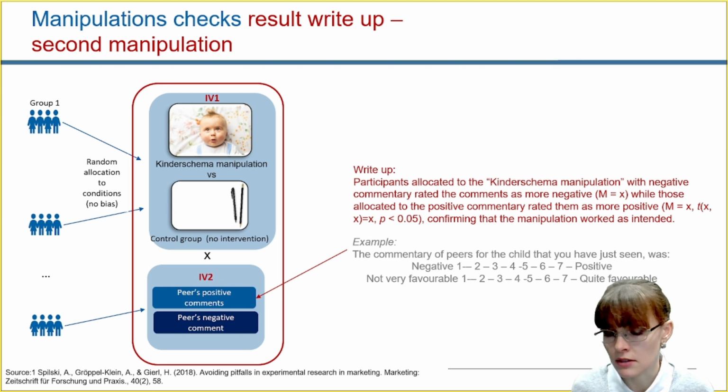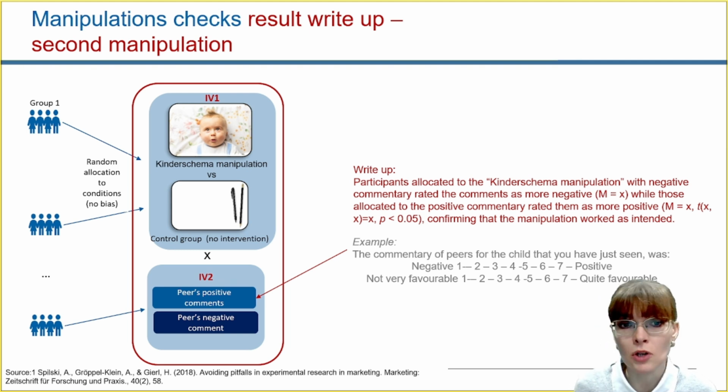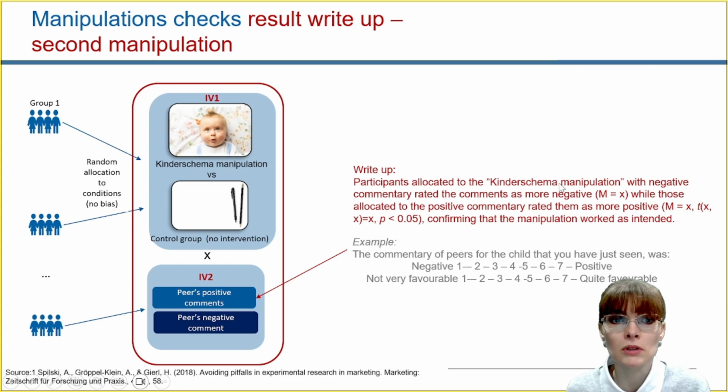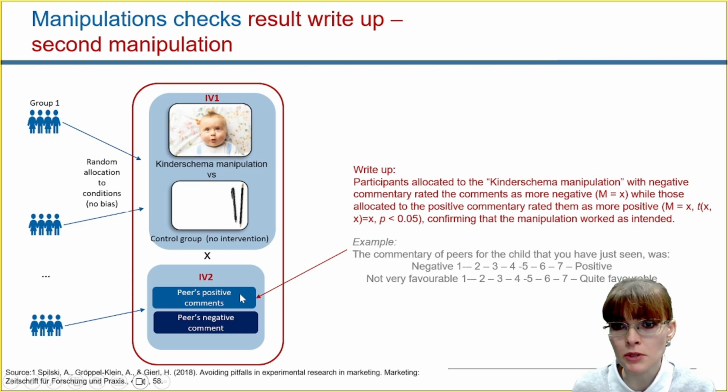If data is normally distributed; if not, you would use other types of tests to account for it. If everything worked as it should, then you can say participants in their schema manipulation with the negative commentary rated commentary as more negative, and then you would put the mean for this group compared to those who were allocated to the positive commentary condition who rated it as more positive.